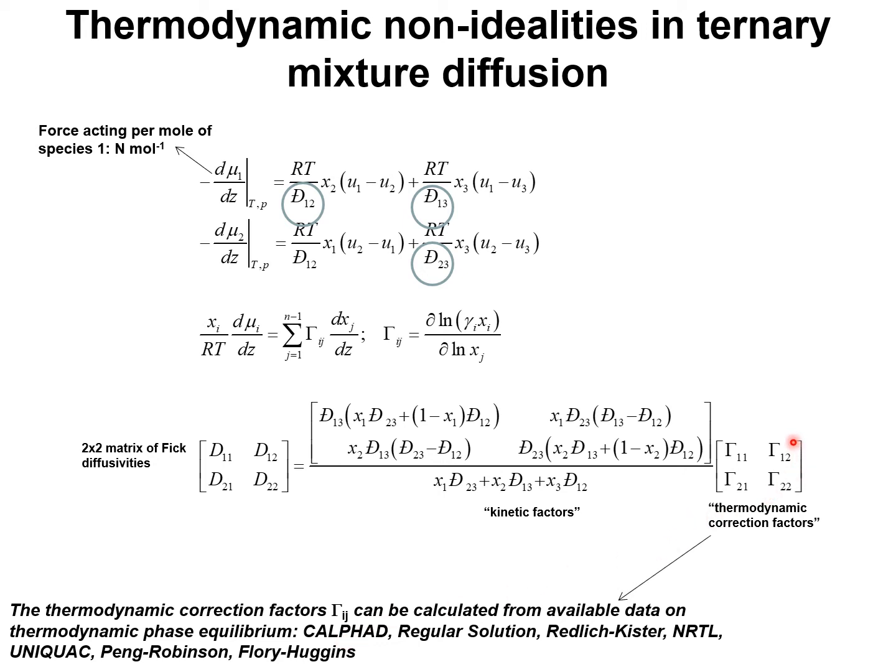For a ternary mixture, the departures from ideality are described by a matrix of thermodynamic correction factors whose off-diagonal elements are generally large and non-zero. The off-diagonal elements of the thermodynamic factor matrix contribute to a large extent to the off-diagonal elements of the Fick diffusivity matrix, and these off-diagonal elements lead to the phenomenon of uphill diffusion, as we shall see in the next slide.